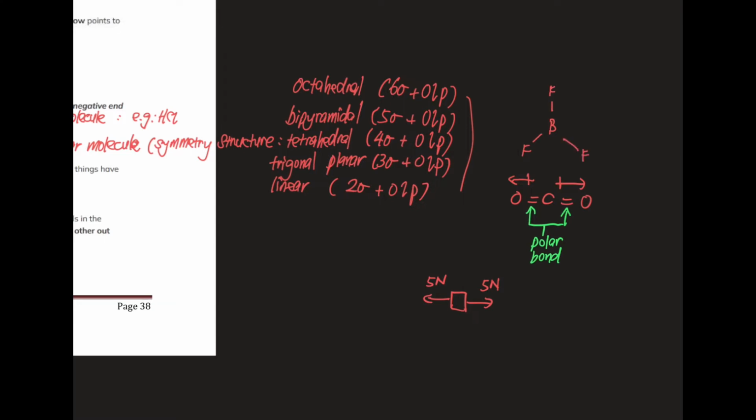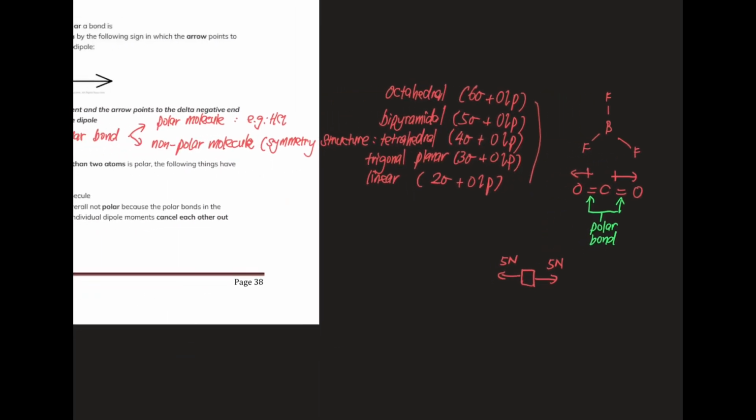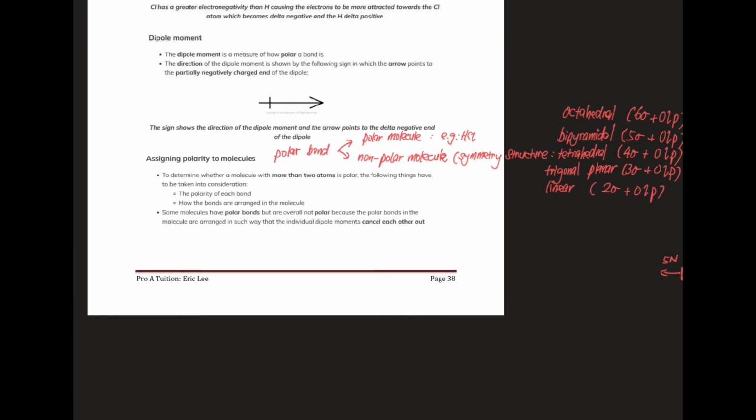Polar bond actually. Because boron and fluorine have different electronegativity, they are polar bonds, and then at the end the dipole moments are cancelled off because all these are symmetrically distributed, and at the end the molecule is a non-polar molecule. So you have to make sure you get the idea on this.